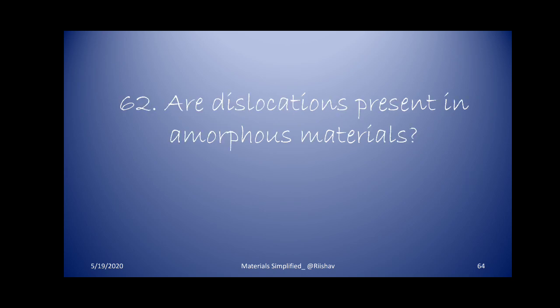This is a very good question. Are dislocations present in amorphous materials? Well, no. Dislocations are one-dimensional linear defects, and they arise because of some difference in periodicity or arrangement of atoms. In amorphous materials, since there is no order, it's highly disordered, so there's no chance of dislocations being present.